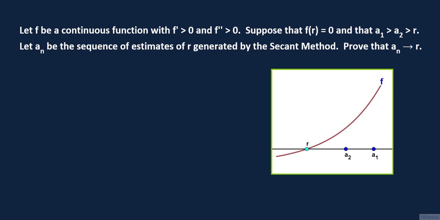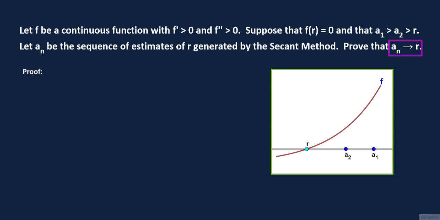Starting with a₁ and a₂, let the sequence aₙ be the sequence of estimates generated by the secant method for x = r. For this lecture, we prove that the sequence aₙ converges to x = r. We subdivide the proof into two parts.